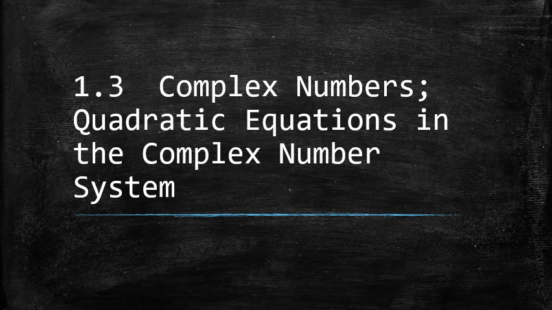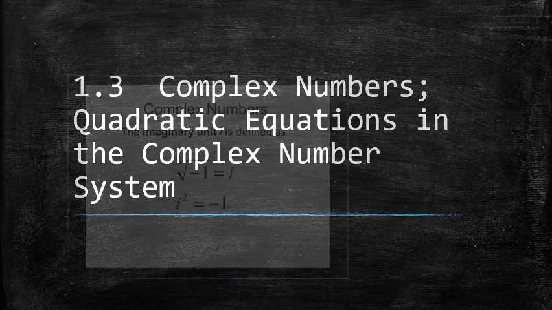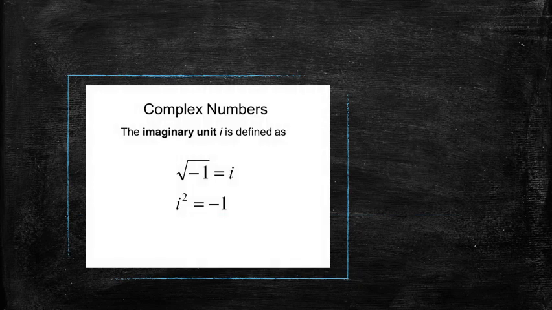Section 1.3, Complex Numbers, Quadratic Equations in the Complex Number System. So we'll start off with complex numbers. The imaginary unit i is defined as the square root of -1. Another way of saying this is that i squared is equal to -1.